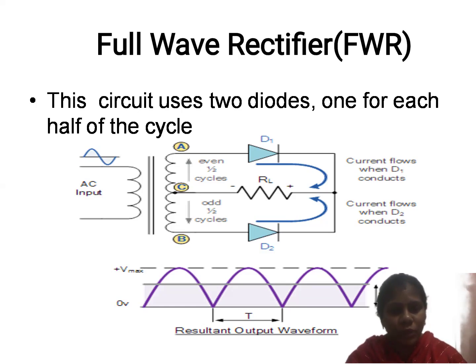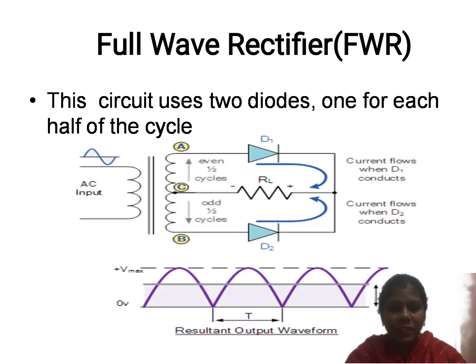Whereas the full wave rectifier conducts for complete cycles of the input waveform, so the efficiency is double. That is, the efficiency is given as 80% for the full wave rectifier, that is 81.2%.